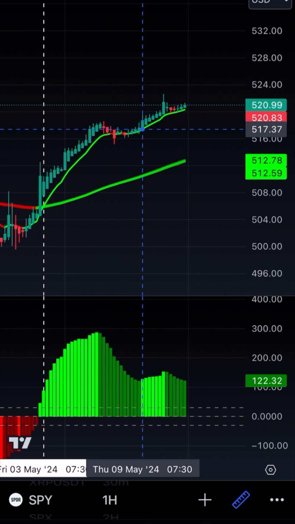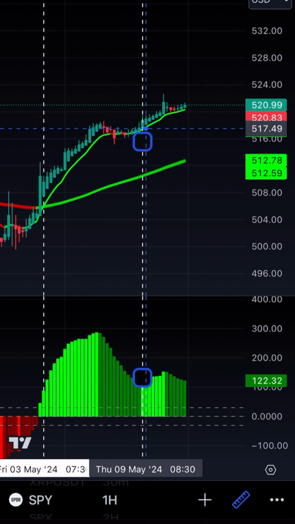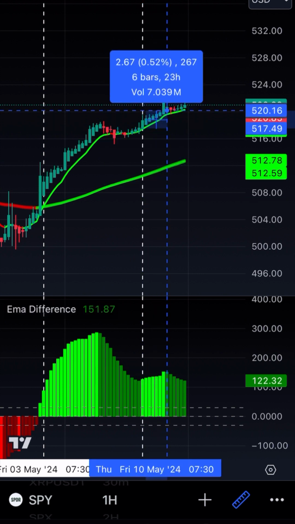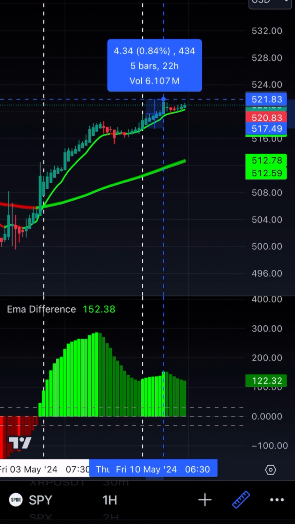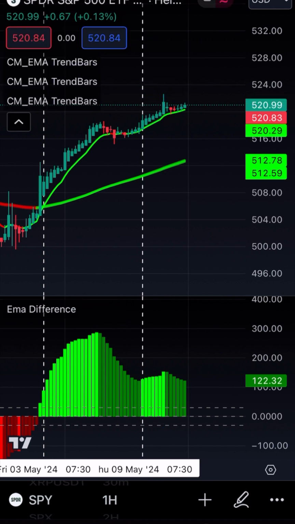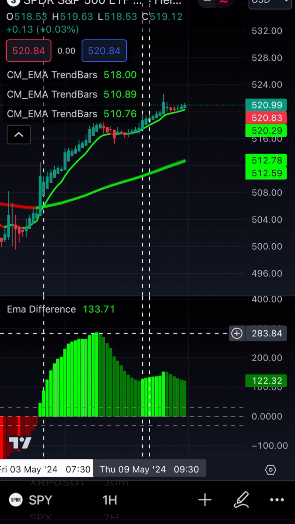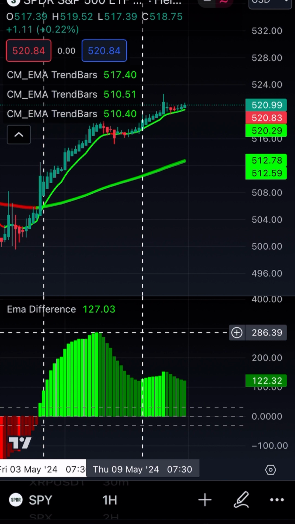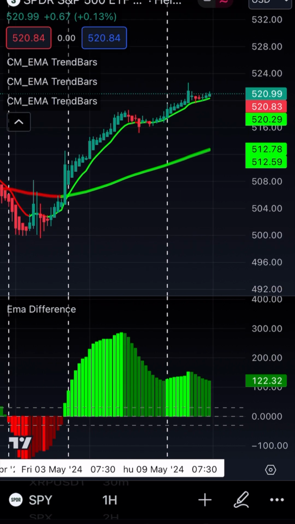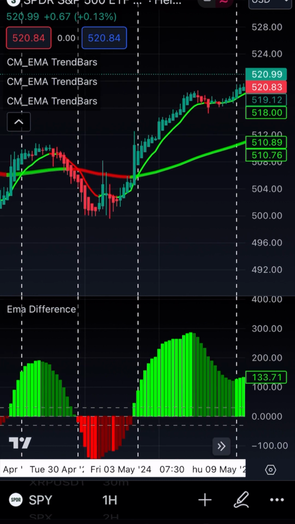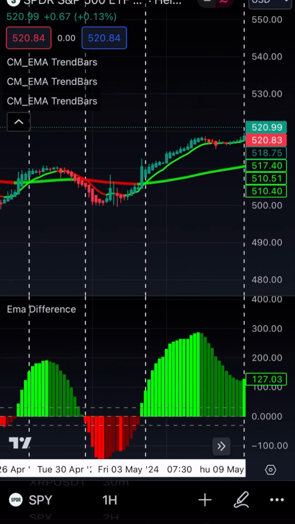So I'm going to do it right here. This is the next moment to get in, was right here. If you rode this out till, this is 22 hours, you would have made $434. And all you really had to do was, because you identified the direction, wait for the EMA difference to turn light green again. And that was your signal to get in again. So let's look at a couple other times here and show you how this works.